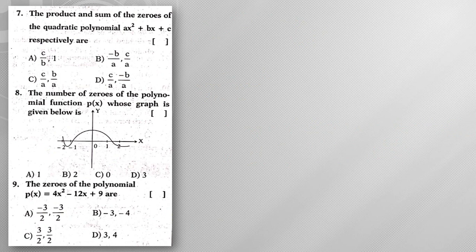Next, moving on to question number 7. The product and sum of the zeros are asked respectively, so in order we need to write it. ax square plus bx plus c is a quadratic polynomial. Then the product of zeros is the constant by x square coefficient, that is c by a. The sum of zeros is given by minus x coefficient by x square coefficient, that is minus b by a. So c by a comma minus b by a is my answer.